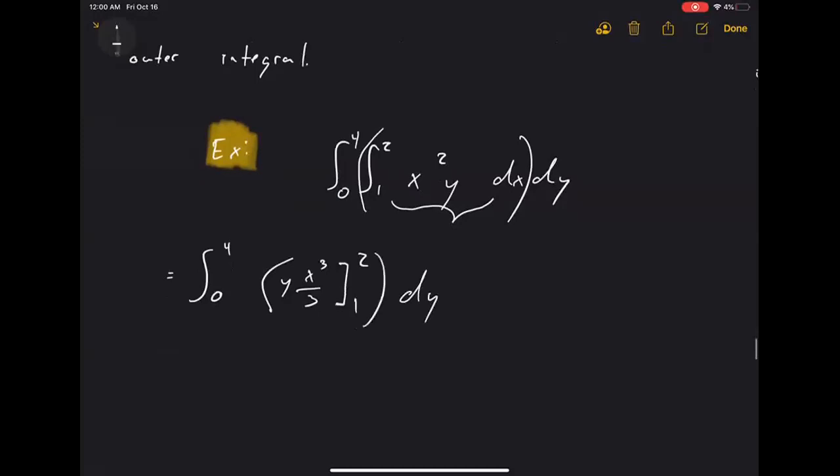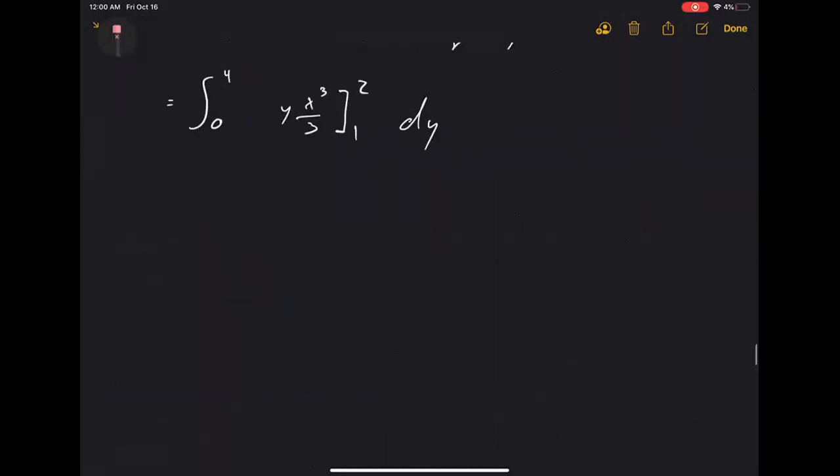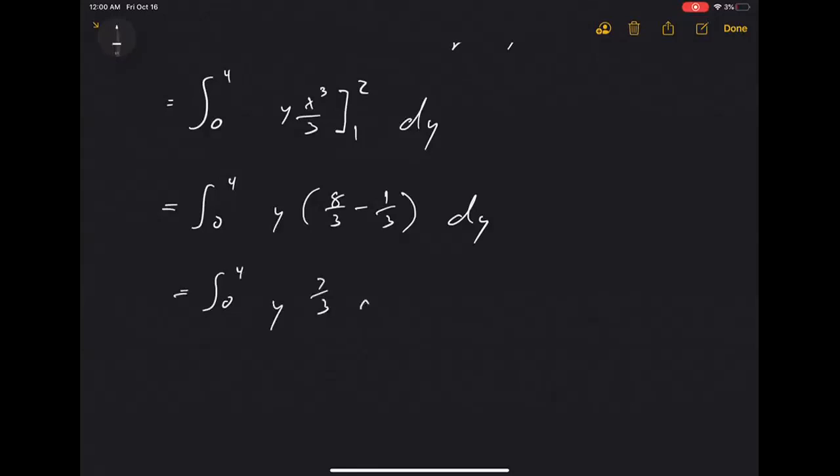I can think of parentheses there, but I don't have to write them. Let's continue simplifying by plugging our bounds into our antiderivative. I get y times 2 cubed, which is 8 over 3, minus 1 over 3. Then I simplify some more. What am I left with? I got a constant, but really I integrated and got a function out: 7/3 times y. That's still a function of y. So now I'm left with this integral, but this is just a single variable integral, and I know how to deal with that.